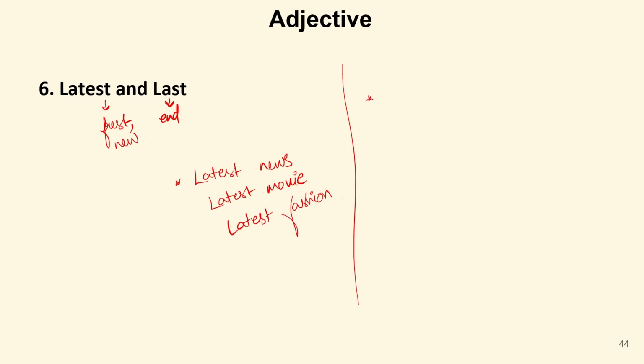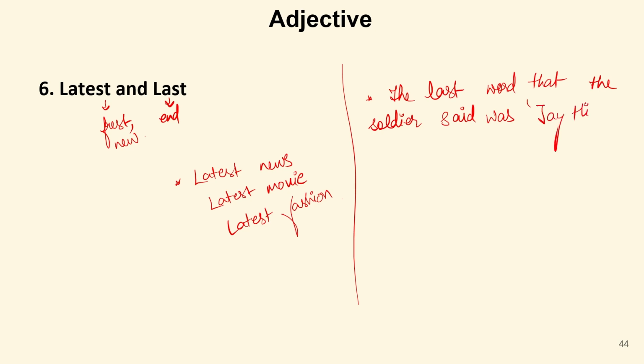The last word that the soldier said was Jai Hind. So, last word, it means it is the end now. There is nothing beyond it. There is nothing after it. So that is used as last.